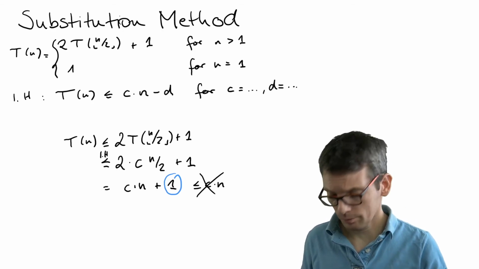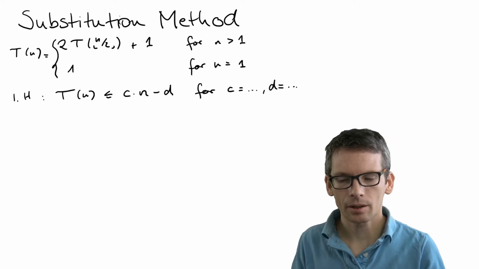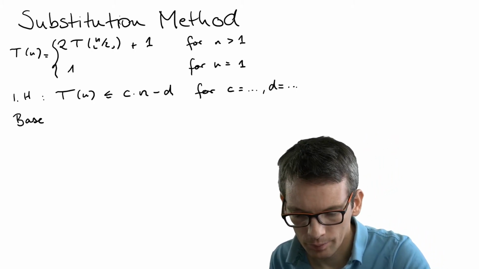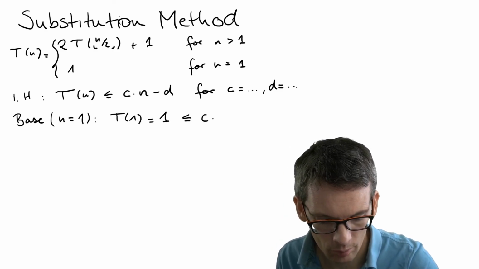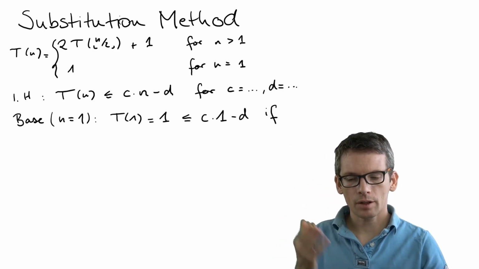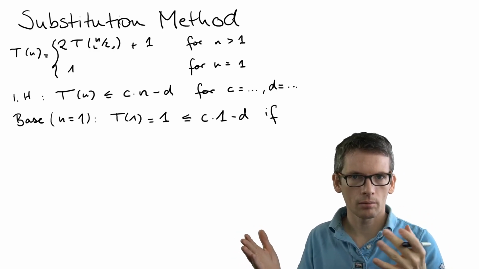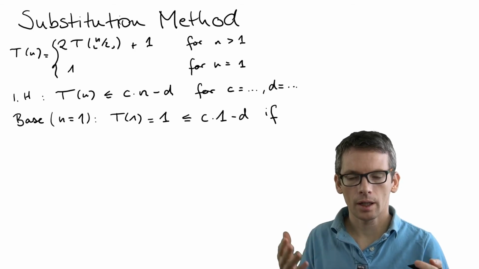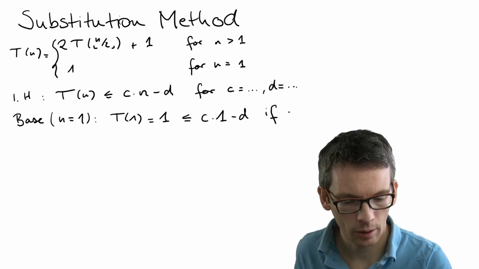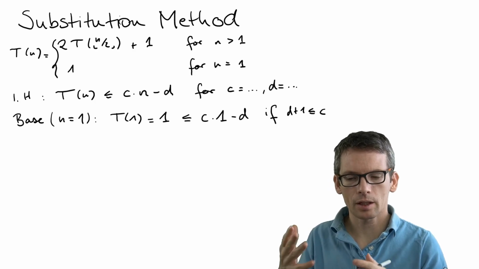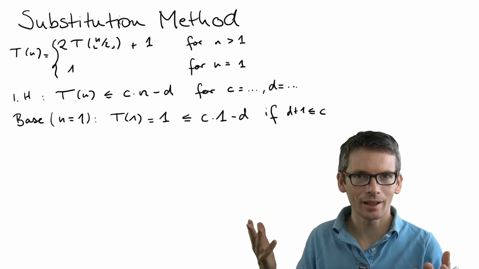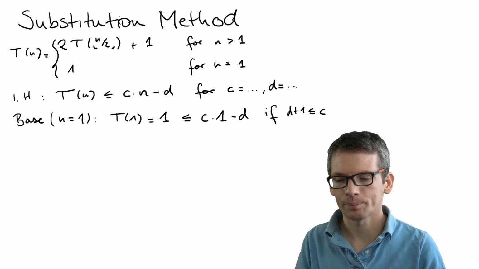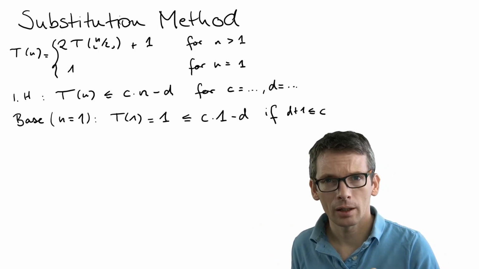So let's do that. We start with the base case. The base case here is simply n is 1. So what we want to have is that 1 is smaller or equal to c times 1 minus d, and that is the case if, let's say, d plus 1 is smaller or equal to c. I could have also simply said this is the case if 1 is smaller or equal to c minus d, same statement, but this gives me a relation between d and c. We will use that later. Now the induction step.